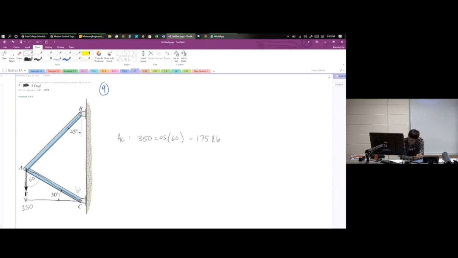And then your AB, you can relate it to, could we just do the same thing? Yeah, you could do that. So you could have F sine 60. You should make this 350. Multiply it by that, and you would get 303.1 lb.